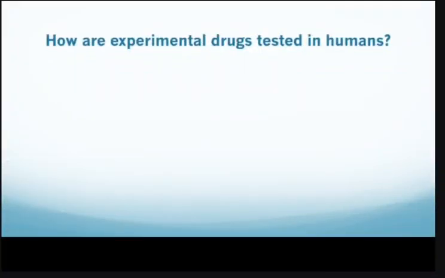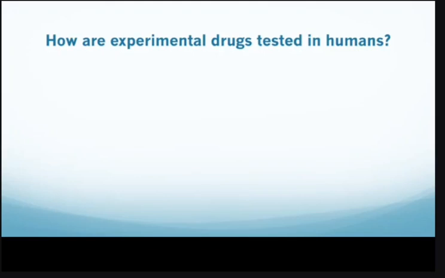this course. Before we actually talk about the literature review, though, I'm going to talk a little bit about how experimental drugs are tested in humans. Sometimes when you read the title of a study, you'll see things like phase 2 trial, phase 3 trial, in particular when you're looking at contrast agents or specific types of interventions. So I wanted to give you a little bit of an idea of what that means.